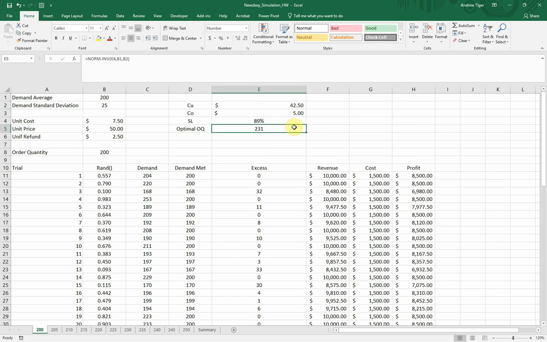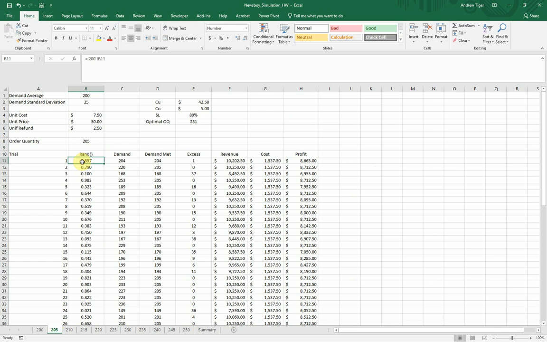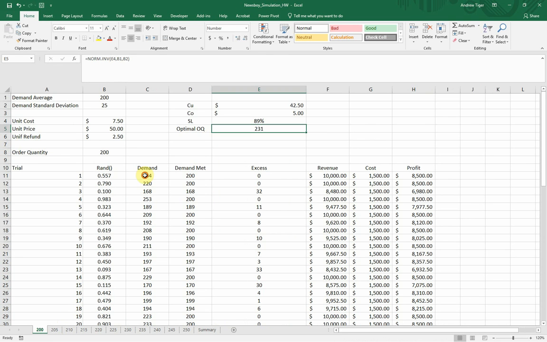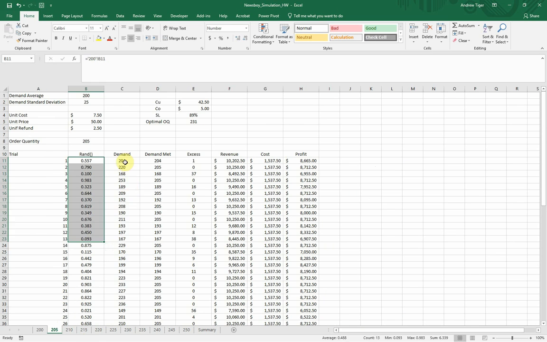But plenty of problems you don't have a closed form equation. So I ran it for 200, 205, 210, and I don't think I emphasized this in the videos, but when I did this, I pulled the random numbers from the 200 worksheet. So I didn't get another set of random numbers. I wanted it to be as close to apples to apples as possible. So this demand is identical to this demand, which is identical to any of these. They all stay the same. The only thing that changes is the order quantity.